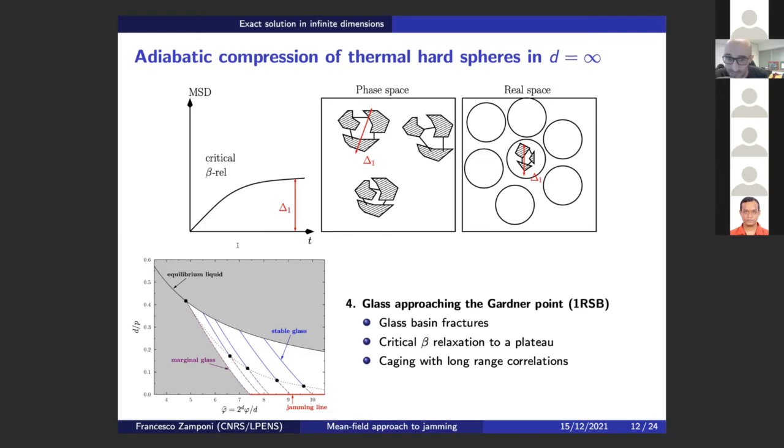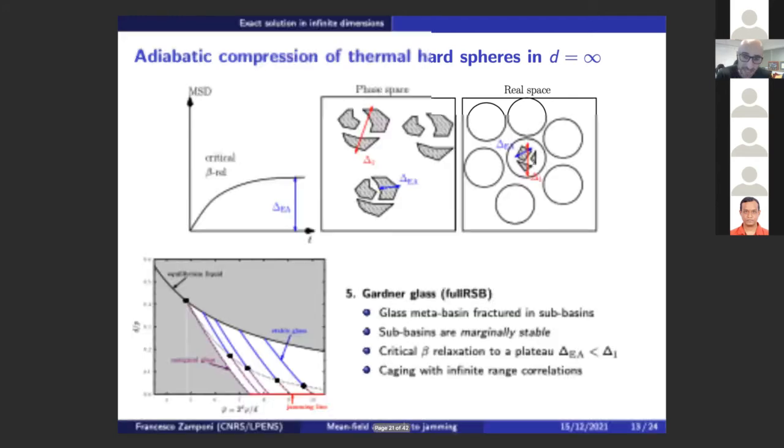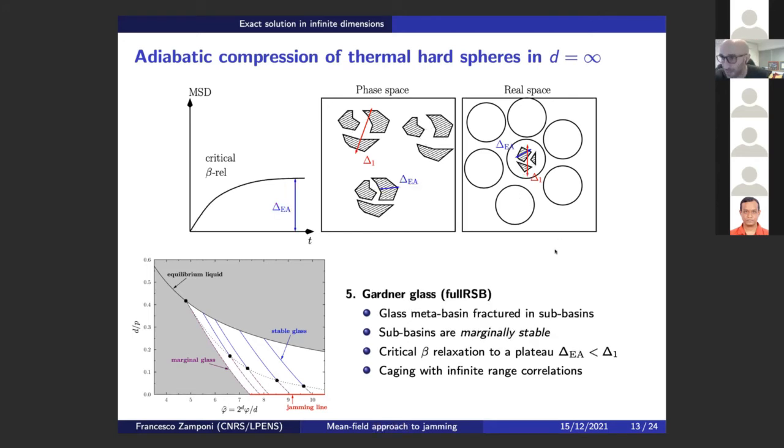And so when this happens, you have critical, again, your mean square displacement goes to a plateau, but it goes to a plateau in a critical way. So it's a power law. And in real space, what you can think is that your particle is caged, but the cage is breaking in many sub-cages. So in different configurations of the system, the particle can be vibrating here or here or here. This is something that we didn't expect, we didn't want to have, but we found in the theory. So at some point there is this transition.